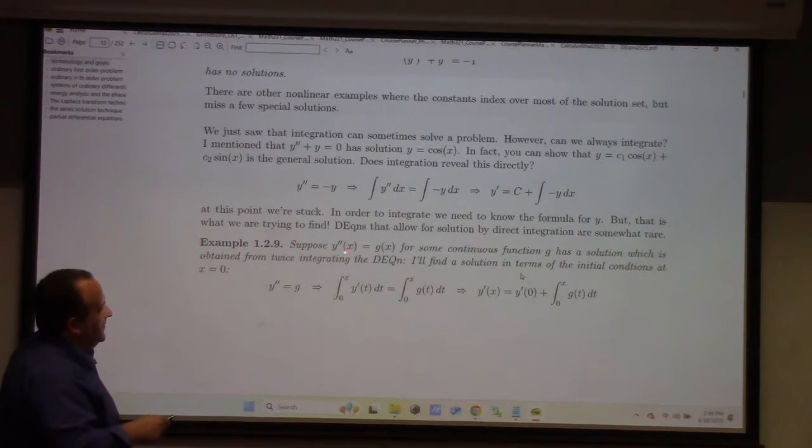So suppose we have y double prime equal to g of x for some continuous function g. Oh man, I'm not solving that yet. I guess I'll come back to it eventually, but maybe not today. So this one we could solve though, right?